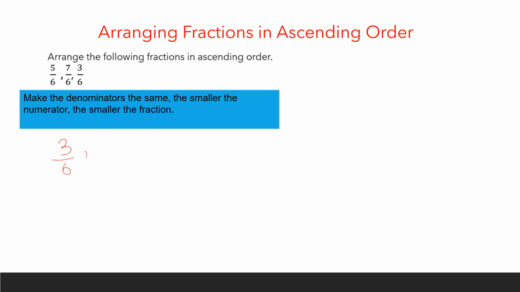And then the next smaller numerator is 5, so our next fraction will be 5 by 6, and the third, the greater numerator is 7, so the biggest fraction will be 7 by 6. So this is in the ascending order, starting from the smallest and ending at the highest.